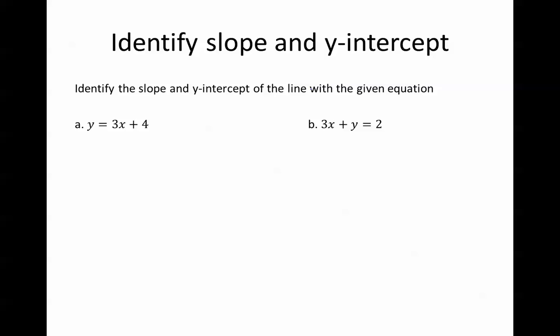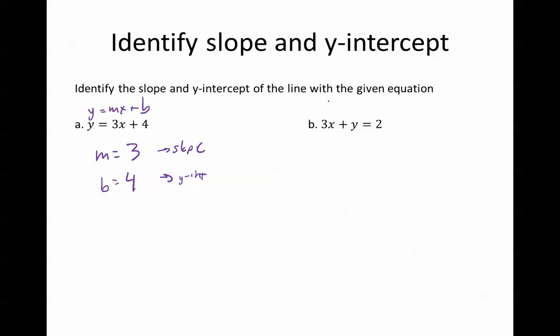Identifying slope and y-intercept. So given a particular equation, can we identify what the slope is and what the y-intercept is? So this right here is in that slope-intercept form, y equals mx plus b. And so my m value, my slope, is 3. Right, that's my slope. And my y-intercept is 4, because that's my b value. Okay, so identifying slope and y-intercept, right? We're just looking for the coefficient of x for the 3, and whatever this b would be for the y-intercept.